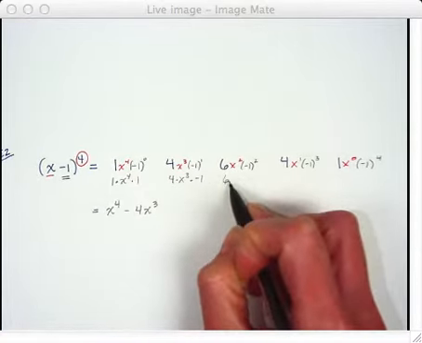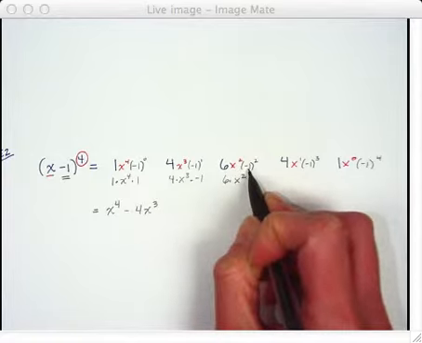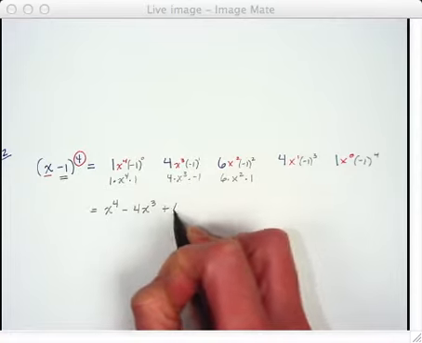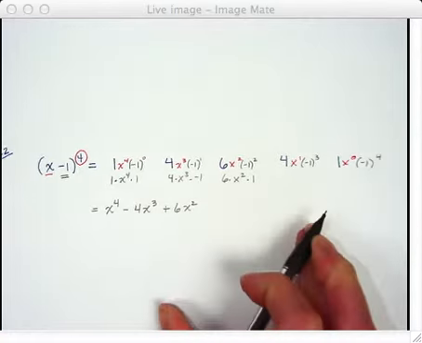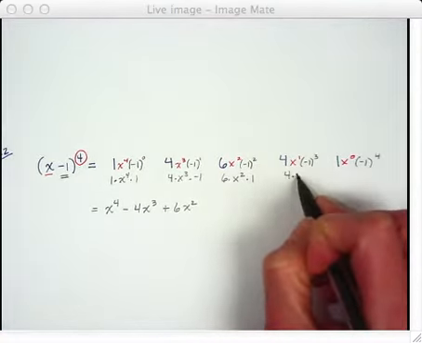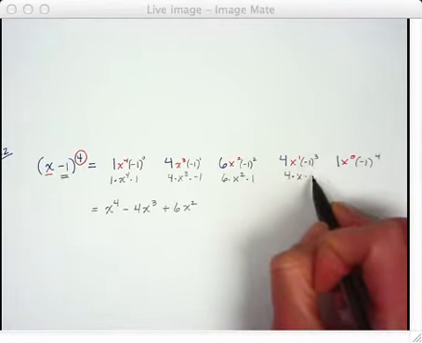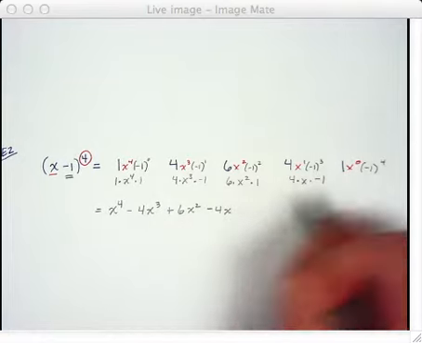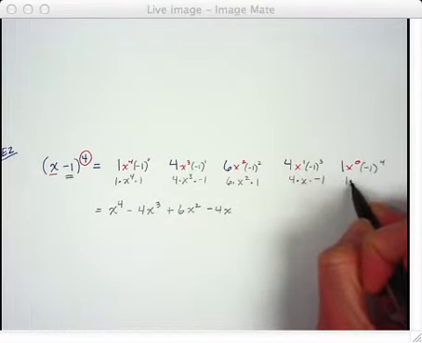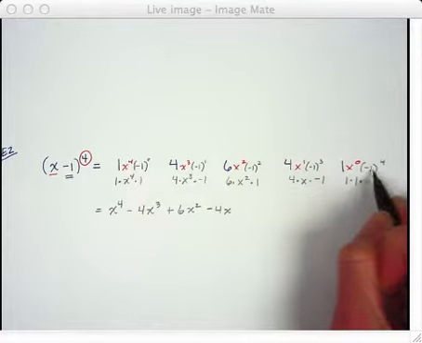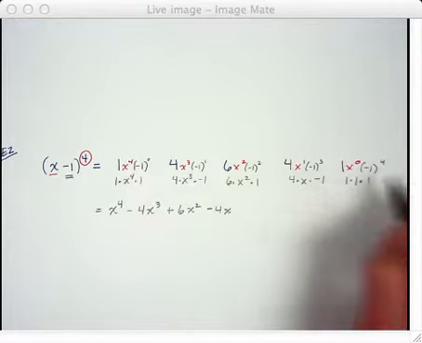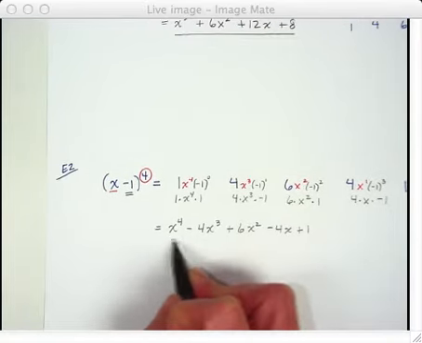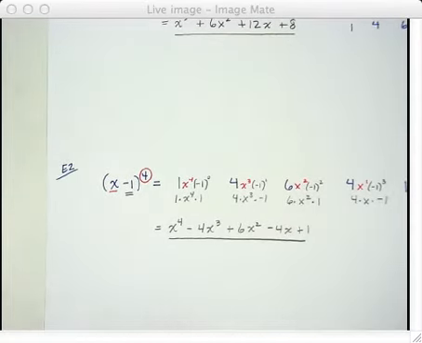Here I have 6 times x squared. Well, a -1 squared is a +1, so that becomes plus 6x squared. Here is 4 times x. A -1 cubed is a -1, and that's -4x. And here I have 1 times x to the 0 is 1, and -1 to the fourth power is a +1, so this is going to be +1. So here's your final answer for example 2.